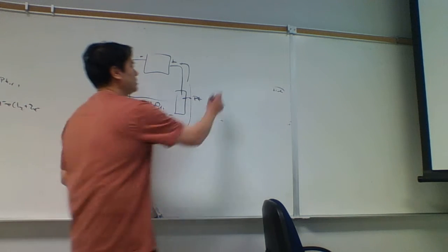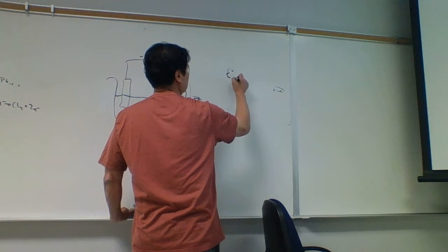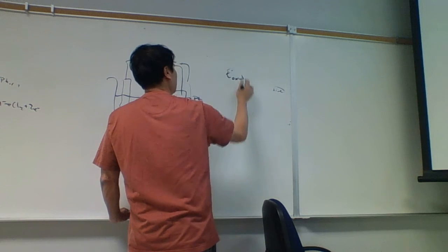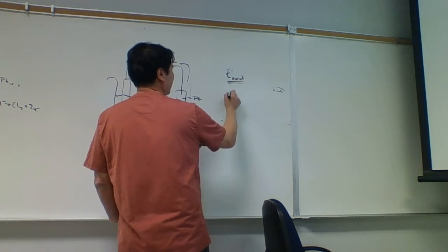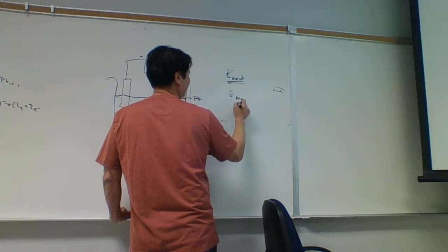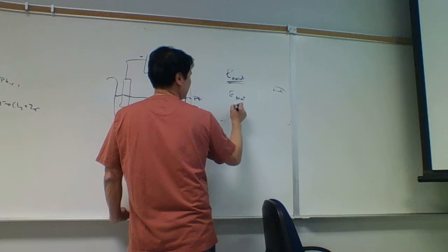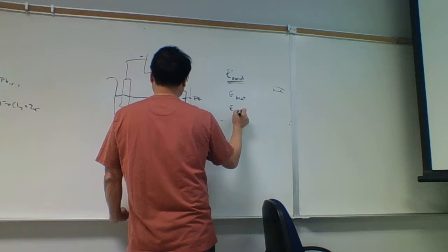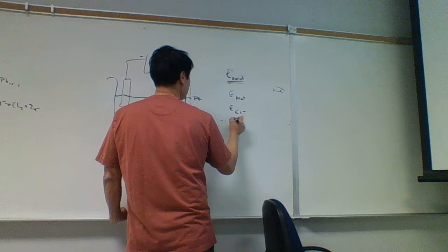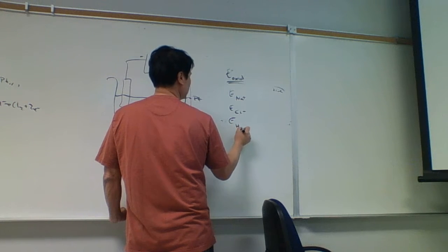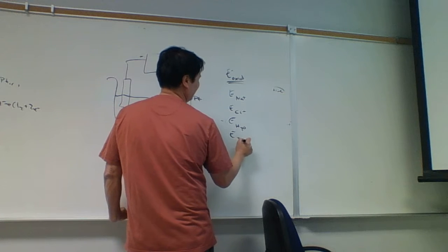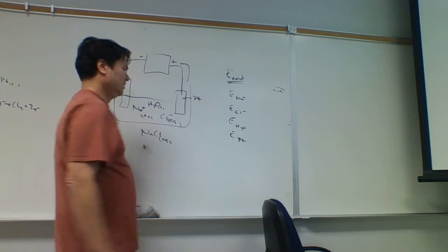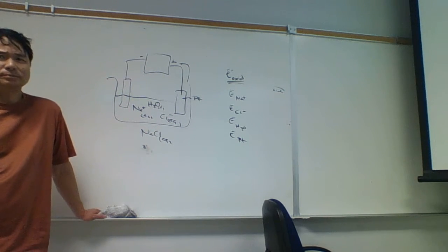And so we look at the oxidation potentials here. We've got to look at the oxidation potential for sodium ions, the oxidation potential for chloride, the oxidation potential for water, and the oxidation potential for platinum. Which one is the biggest?